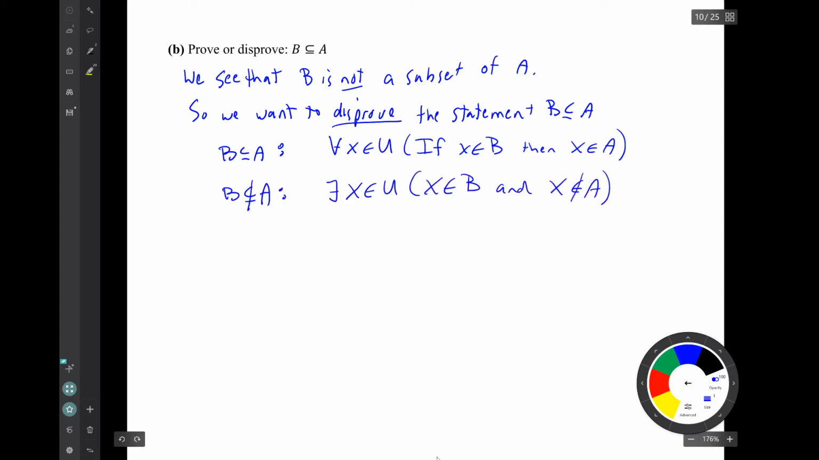So if we want to prove that B is not a subset of A, all we have to do is come up with an example of an X in the set U such that X is in B and X is not in A. Well, that's easy. Just give an example.